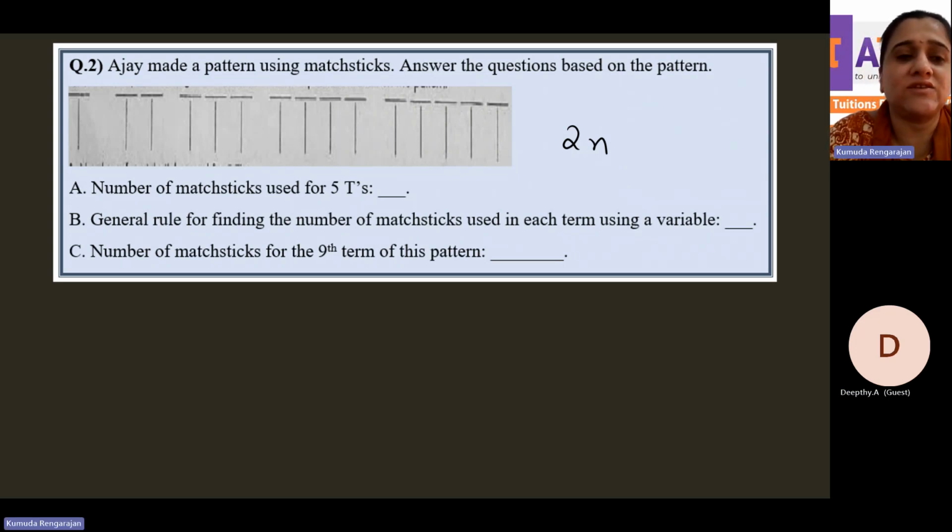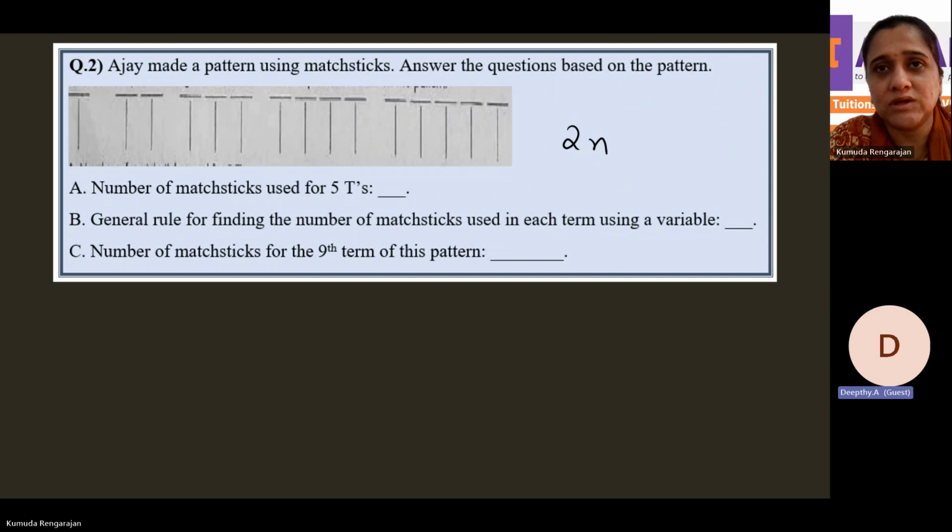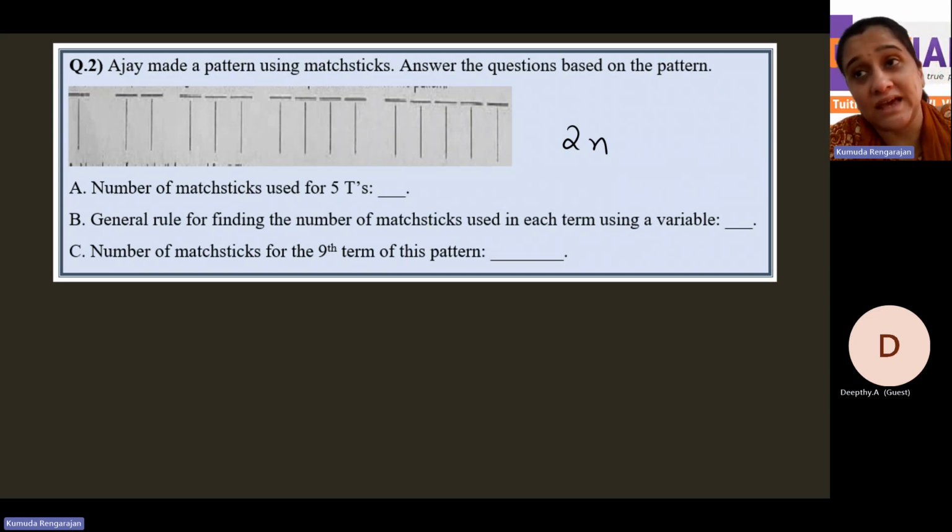How many t's are there in the first term? 1 T. How many t's are there in the second term? 2 T's. How many t's are there in the third term? 3 T's. So how many t's will be there in the 9th term? 9 t's. So how many matchsticks? 2 into 9, 18 matchsticks.